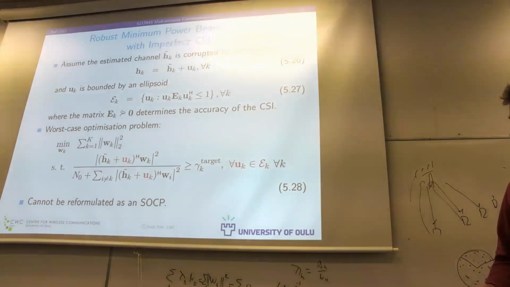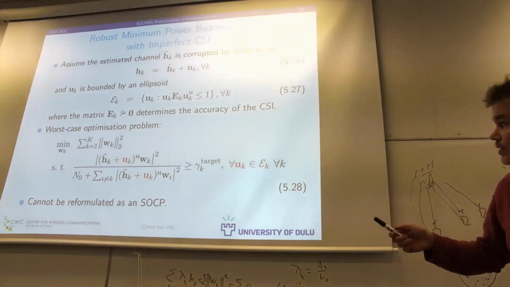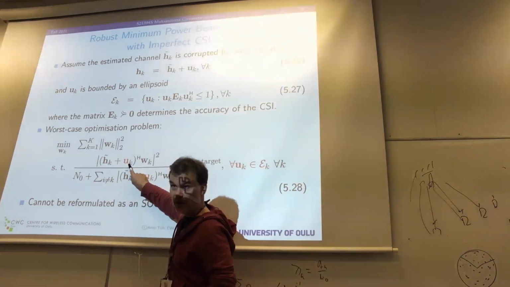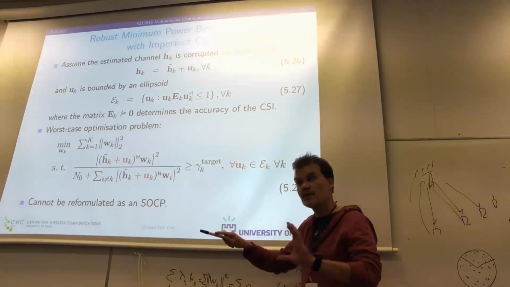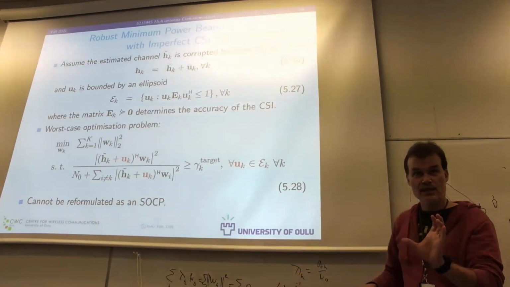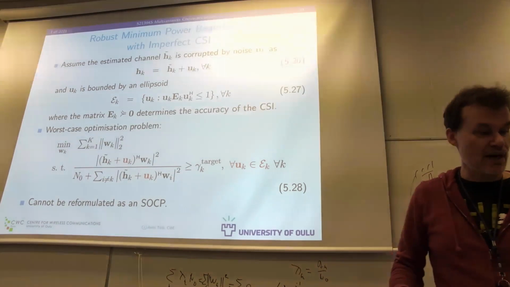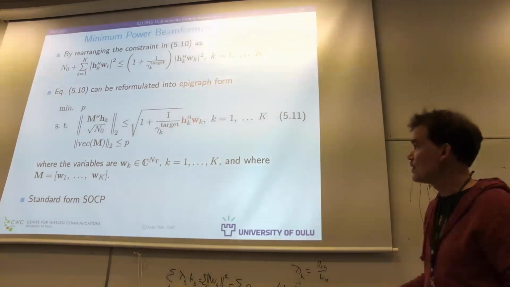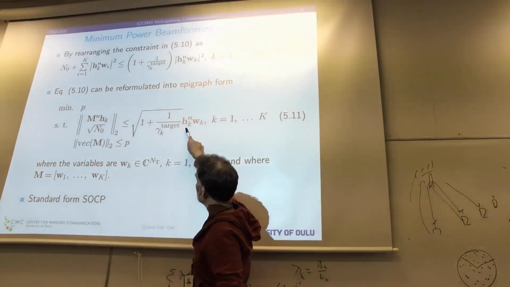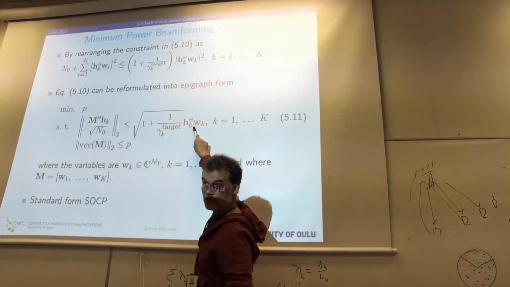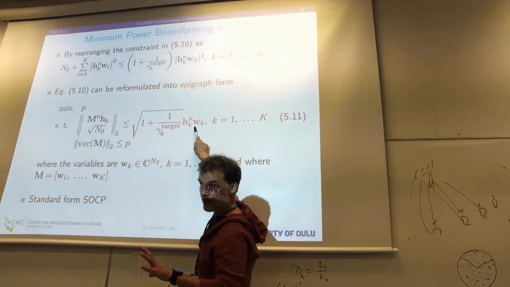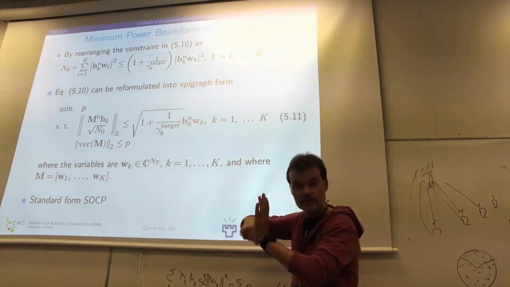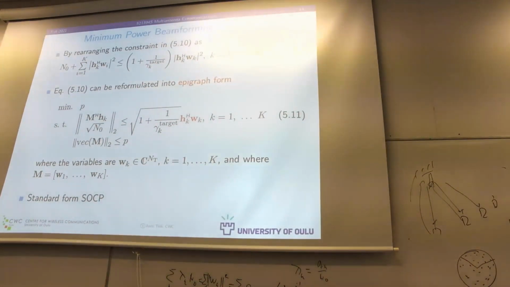So this cannot be reformulated as an SOCP. I'm not going to draw it, but because there's this unknown part, we cannot assume that the product is real, right? We cannot get rid of the absolute value. We cannot assume that HK tilde UK times WK is always real because UK is unknown, okay?